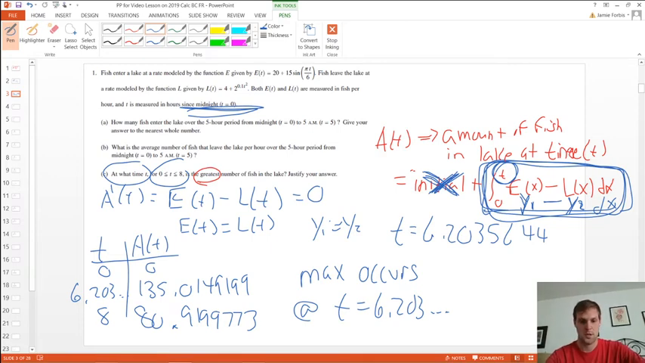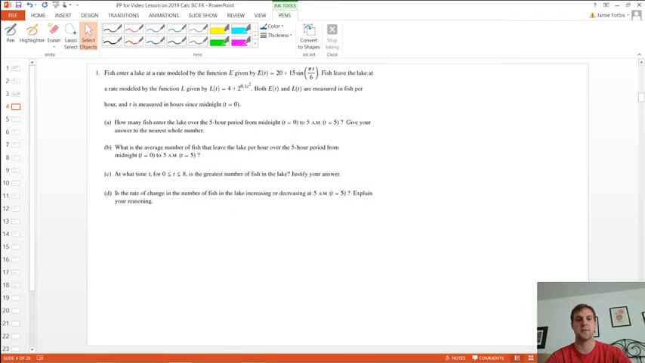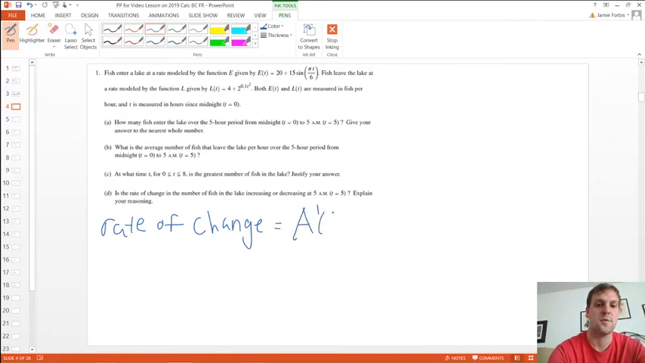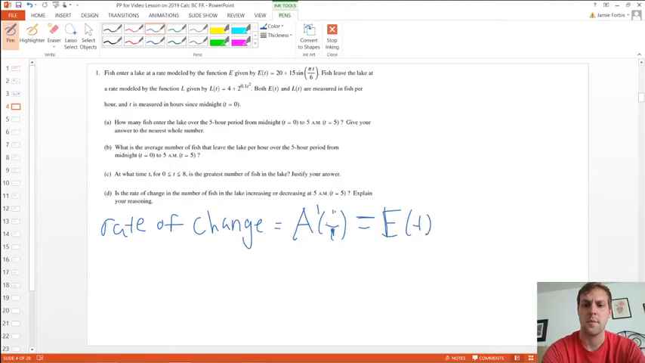And then lastly, D says, is the rate of change in the number of fish in the lake increasing or decreasing at 5 a.m.? And explain your reasoning. Well, simply, rate of change is equal to A prime of t. Remember that we defined A in the previous problem, so we know that rate of change is A prime of t, and that is equal to E of t minus L of t.